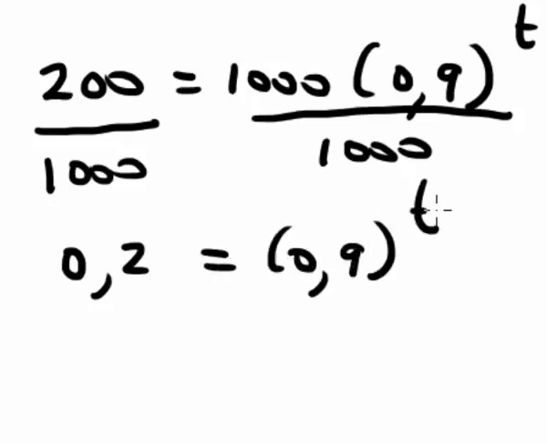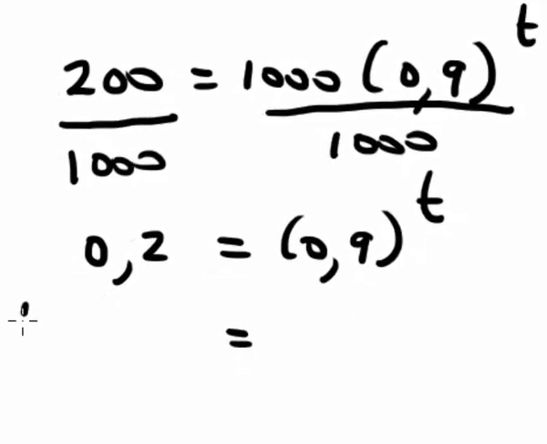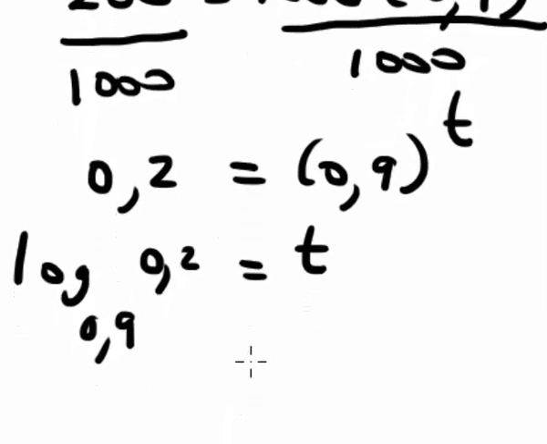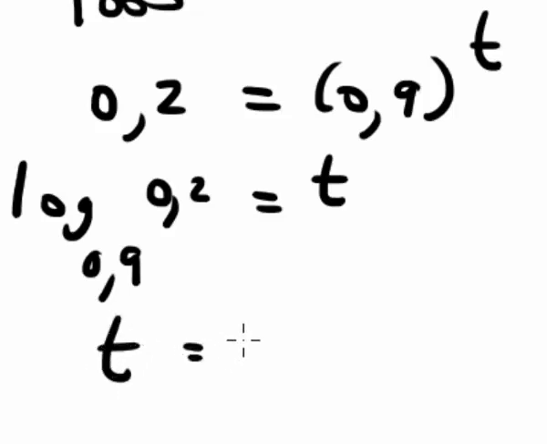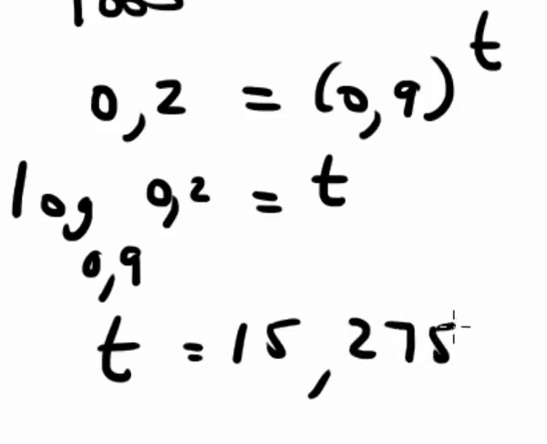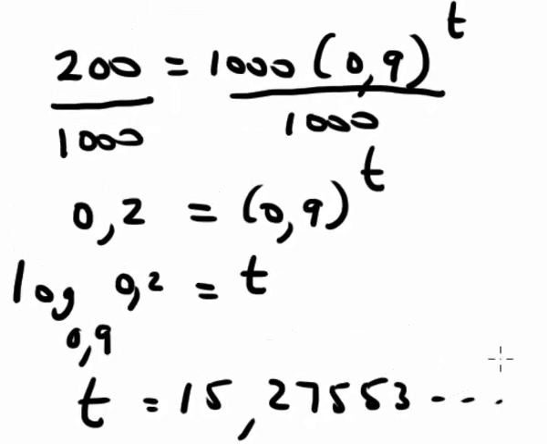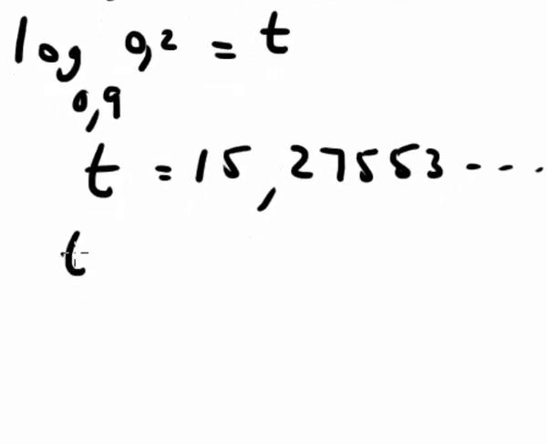Now watch how brilliant this is. Now we use logs. We introduce the log of 0.2 to base 0.9 is equal to t. Now if you plug that in your calculator, your t comes to 15.27553, and it goes on like that, so it's quite a decimalized number. If you think about that, that will be approximately 15 years. So after 15 years, the population is going to be right down.